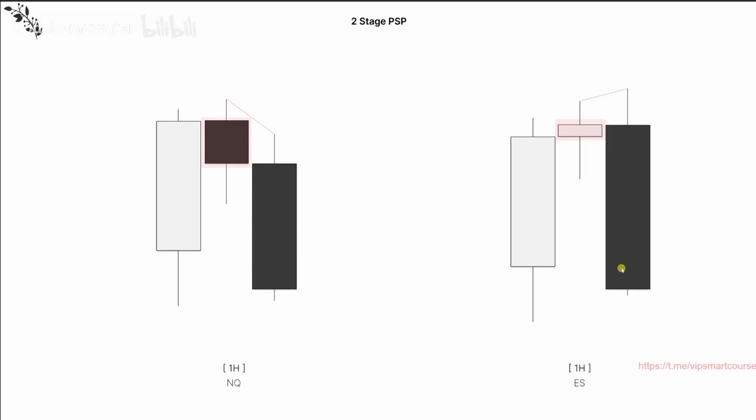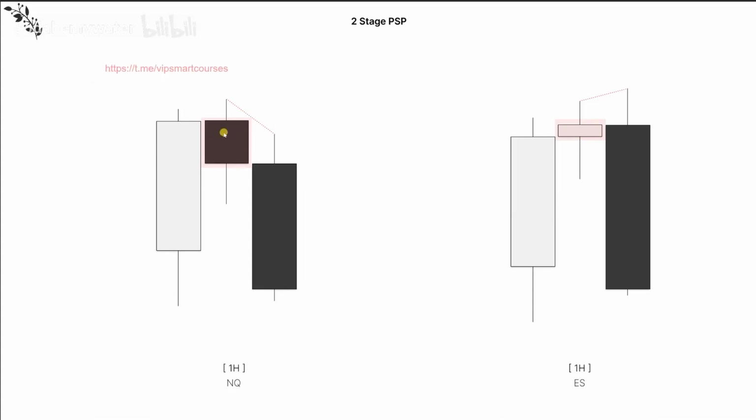Now, in this slide, we'll be discussing two-stage PSPs. So a PSP is used just the same as SMT. It's another form of crack and correlation, right? So if PSP is considered an SMT, and then we have SMT at the PSP's highs, what is that considered? A two-stage PSP, because now we have two forms of SMT to form a reversal.